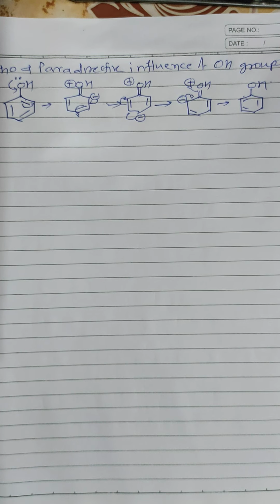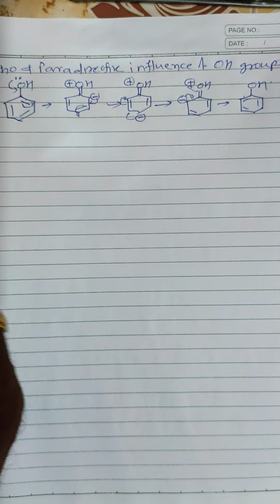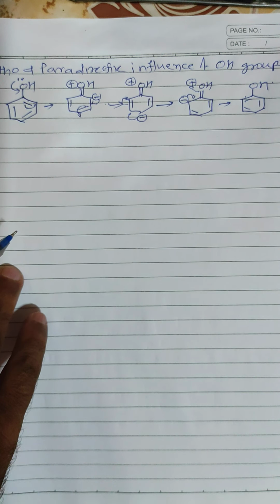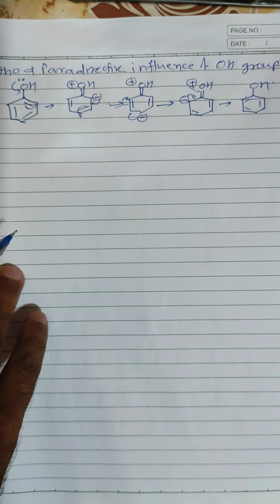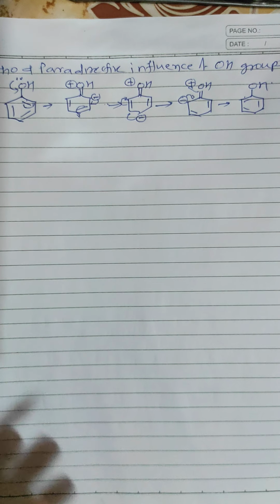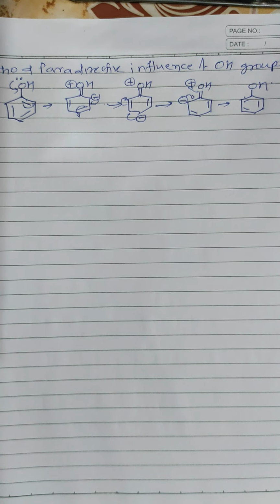Now the group possesses a non-bonding electron pair on the atom which is directly attached to the aromatic ring. Now the methyl group is an exception. The only exception to the above rule is the methyl or alkyl group. It is ortho and para directing, although it has no non-bonding electron pair on the key.